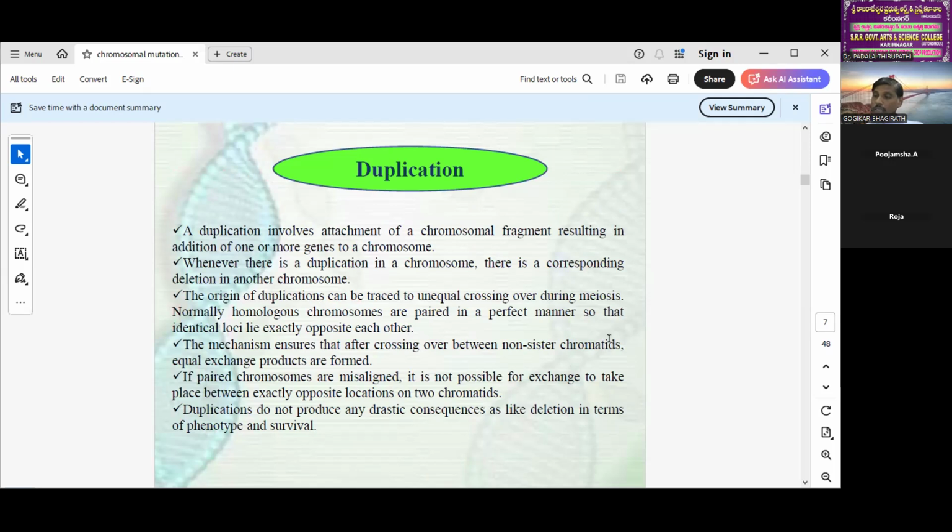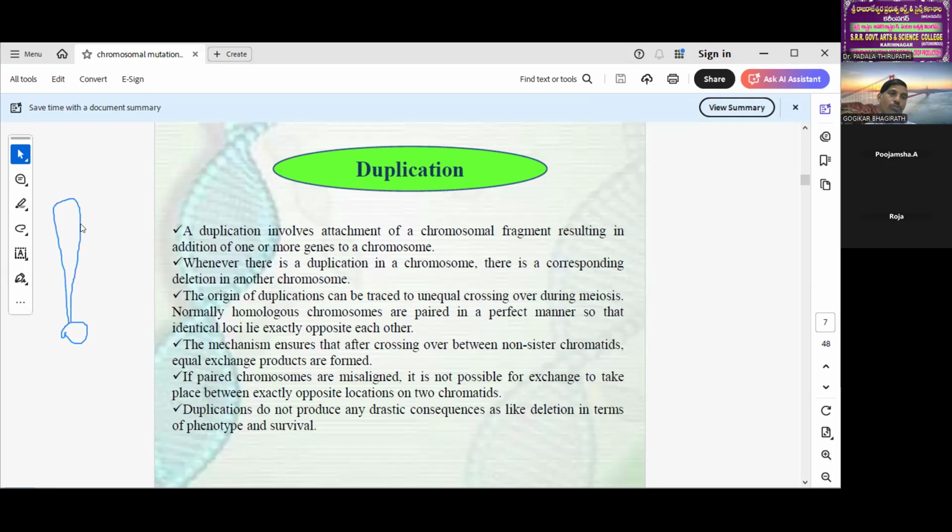So duplication is nothing but the presence of the same block of genes more than once in a haploid complement. So what is that meaning? A sequence or a block of genes which is repeated in a haploid complement, that indicates what?